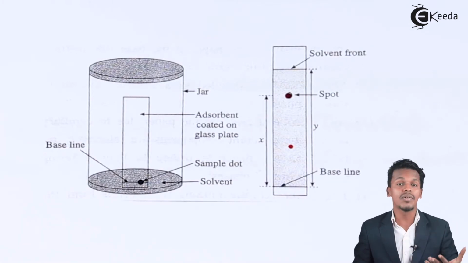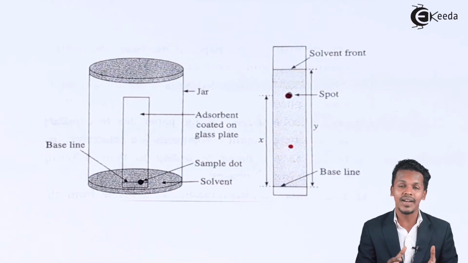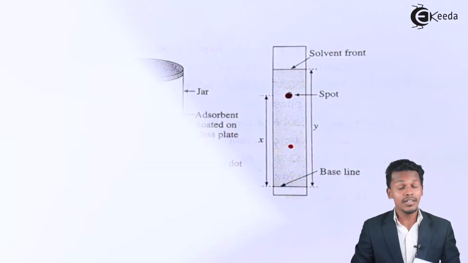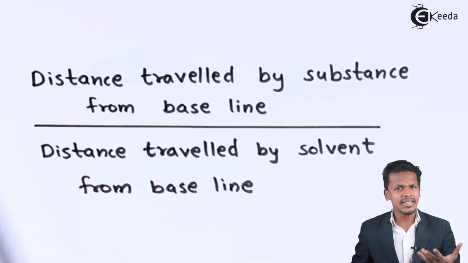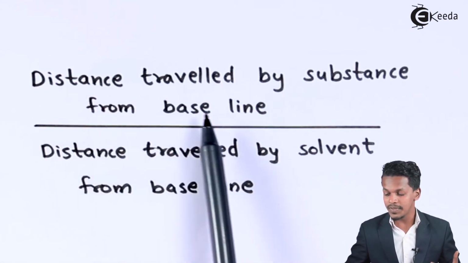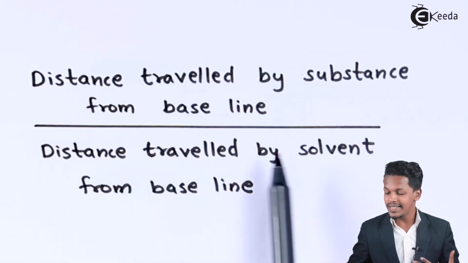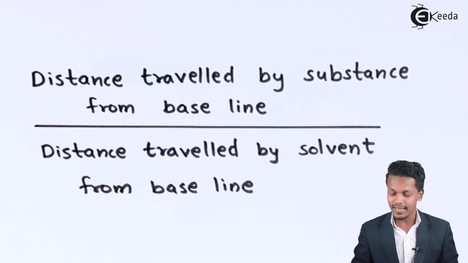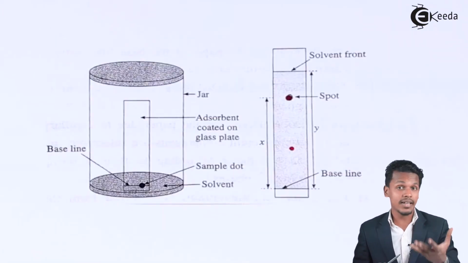That all depends on the retardation factor. And what is the retardation factor? Let me talk about that also. The retardation factor is nothing but the ratio of the distance traveled by the substance from the baseline to the distance traveled by the solvent from the baseline. So this is what I want to represent about the retardation factor.